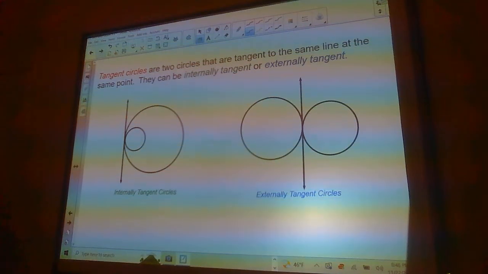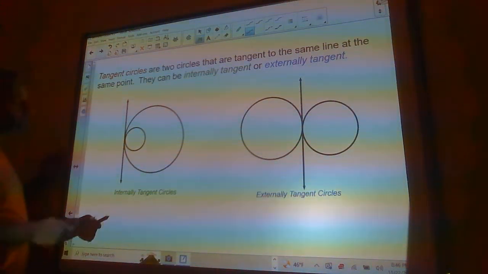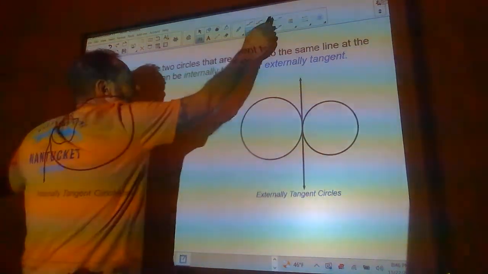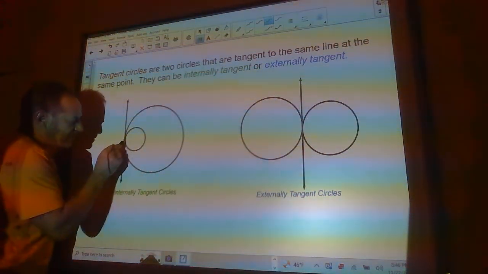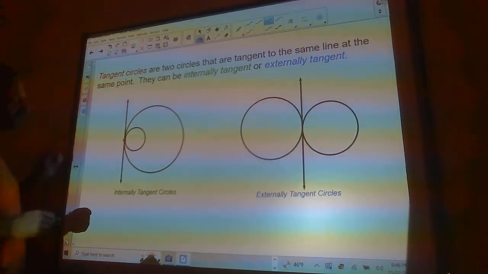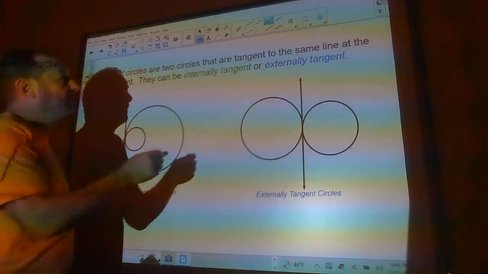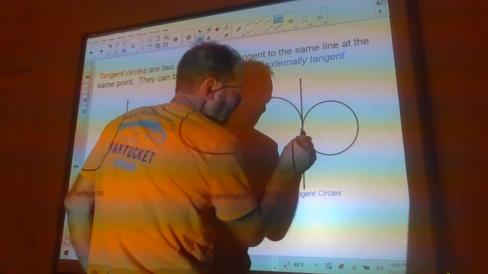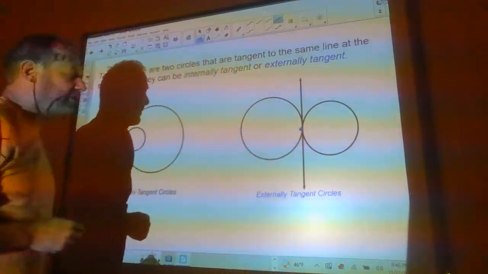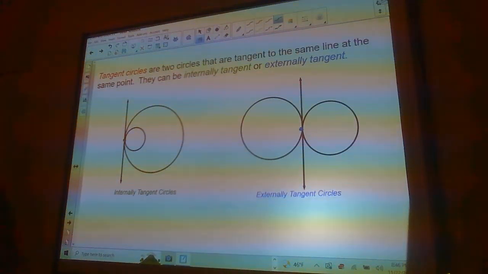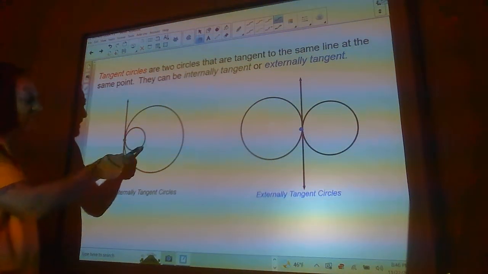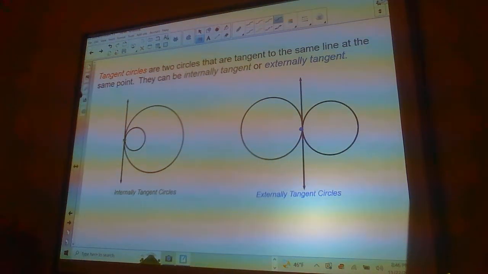A couple of statements here. Tangent circles are two circles that are tangent to the same line at the same point. They can be internally tangent or externally tangent. These are tangent circles because both of them are tangent to the same line at the same point right there. This is internally tangent. They're both tangent at that point right there. Those are externally tangent. It's internally tangent because one circle's inside the other one. That's pretty obvious, I think.